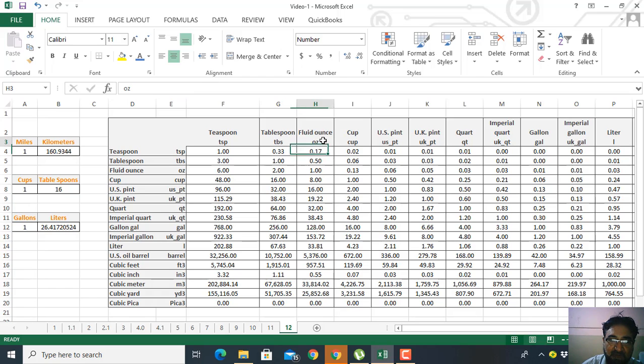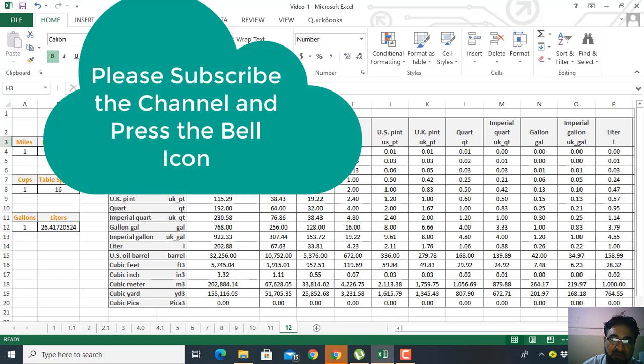Here is the fluid ounce. In this we can see ounce. How many tablespoons are required in 1 ounce? 0.17. How many teaspoons required? 0.17. How many tablespoons required? 0.50. Ounce equal to 1. Cup, we need 8 cups to get the quantity of 1 ounce. We need 16 US pint to get the quantity of 1 ounce. So this column is giving you this conversion.